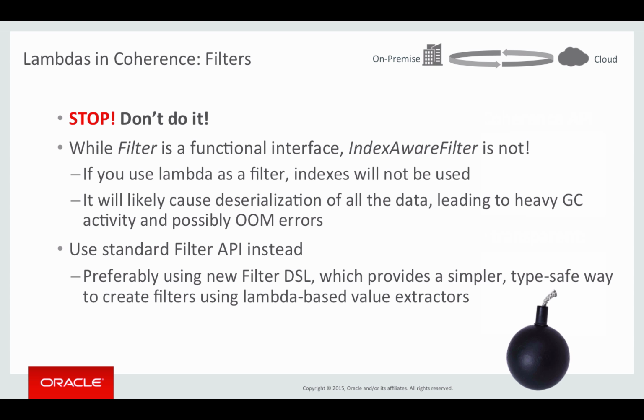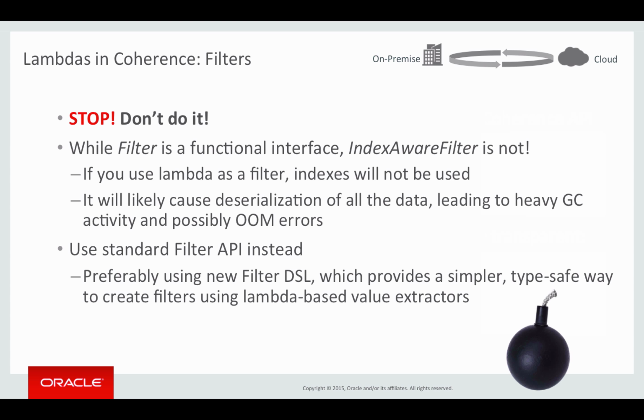An IndexAwareFilter is what you need to make Coherence queries perform well. If you use a lambda as a filter, indexes will basically not be used at all. It will likely cause deserialization of all the data, it will lead to heavy garbage collection and possibly even out-of-memory errors. Instead, what you should do is use our standard filter API. And as you'll see in a moment, we also have a new filter domain-specific language, the Filter DSL, which provides a much simpler and safer way to create filters using lambda-based value extractors.